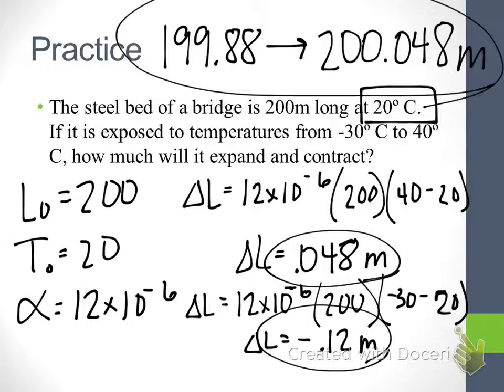Damage to a bridge. Yeah, it could. I think engineers most likely take that into account when they're building it, but it could cause damage if we see extreme temperatures one way or the other.